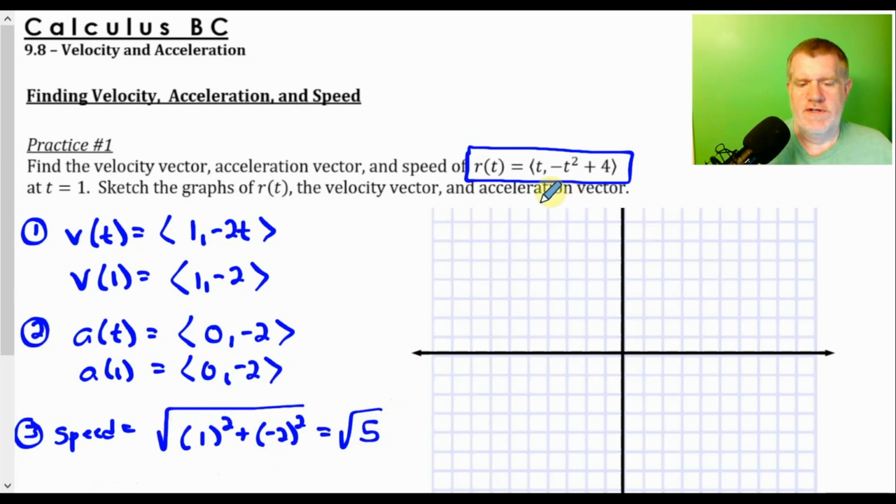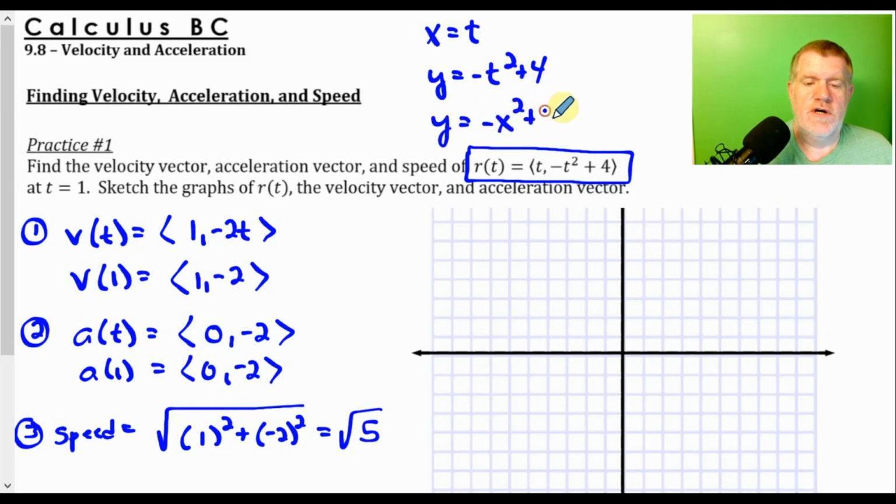Now we want to graph this. The easiest way, I think, to graph this is to find its rectangular equation. It's a very basic one, because x equals t. We know that y equals negative t squared plus 4. So we do a little substitution. We get negative x squared plus 4. Good old parabola. The vertex at 0, 4.